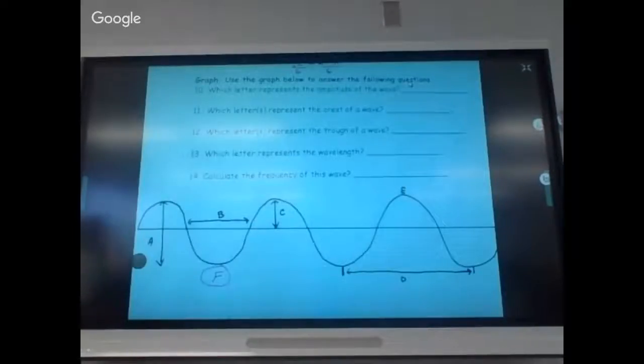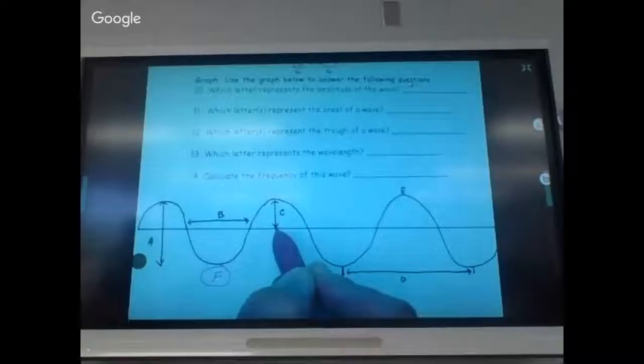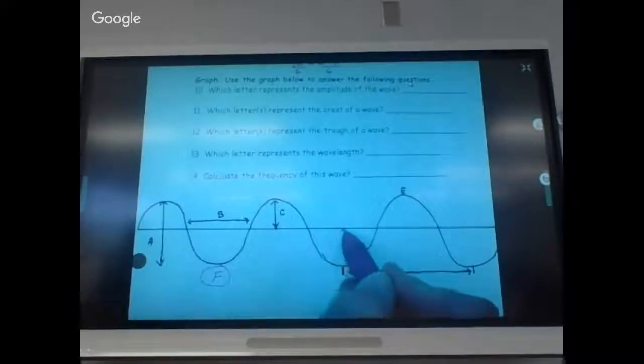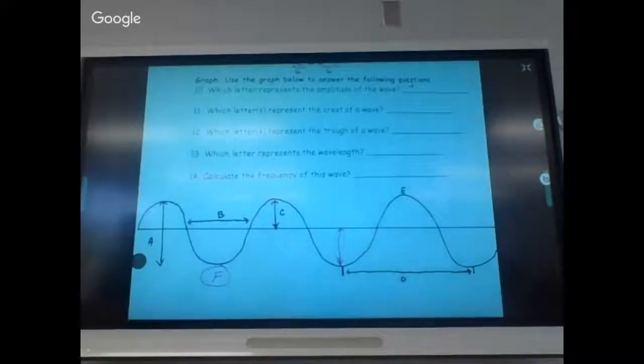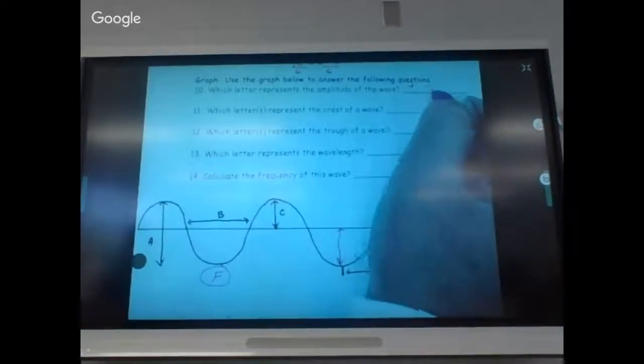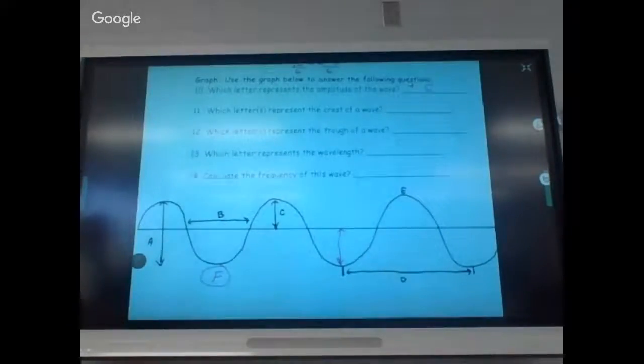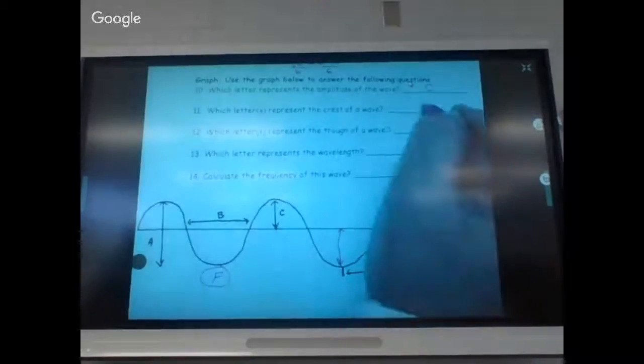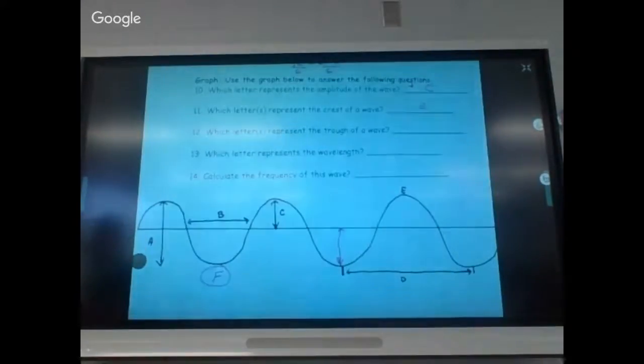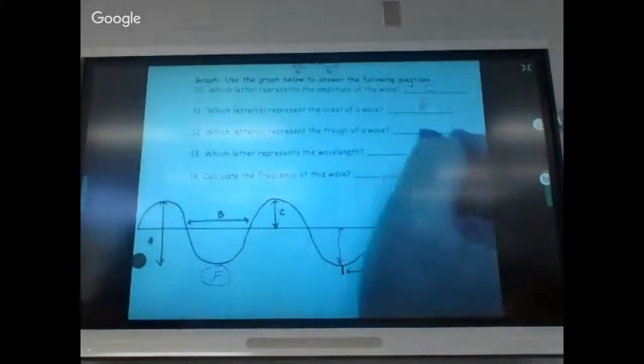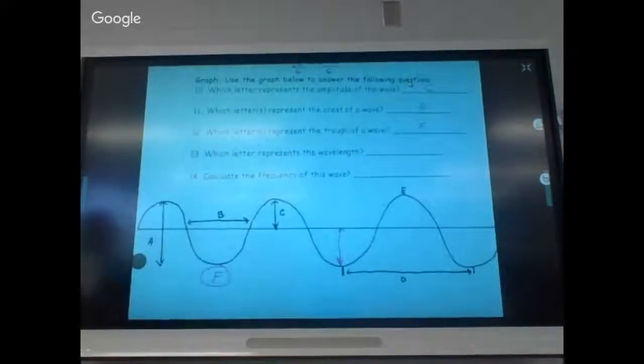All right, which letter represents amplitude? A is not an answer to anything. It goes from the top of the wave to the bottom of the wave. Amplitude is from here to here, or it could be here to here, but that's it. So amplitude is C. Which letter represents a crest? E. A trough of the wave is F. If you didn't write F down, you were toast on that one.